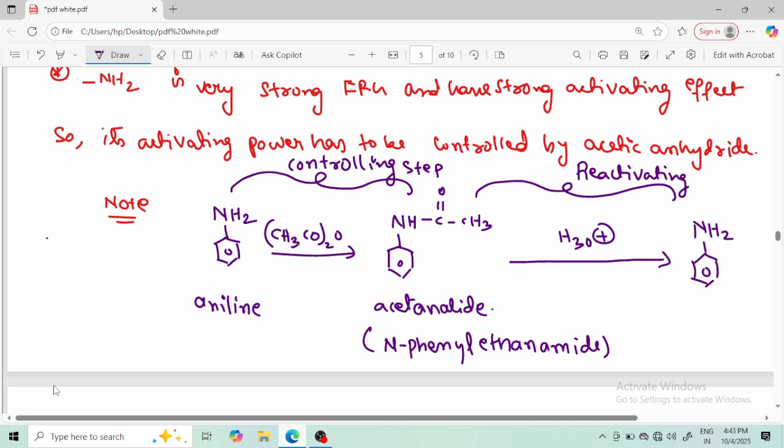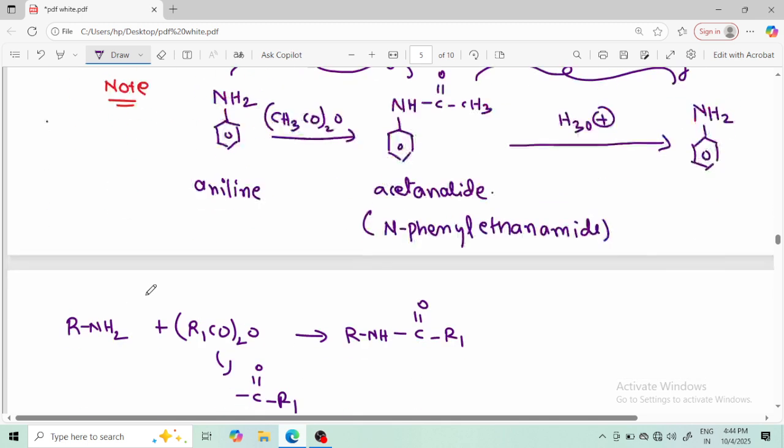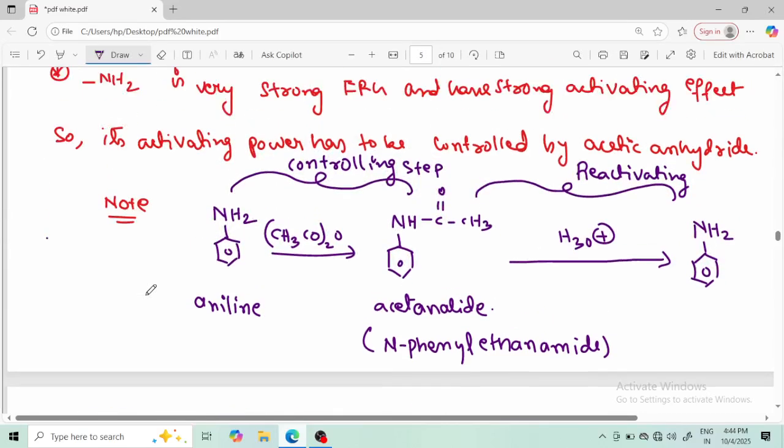Is that clear? So first step is controlling step, then we will do the electrophilic reaction, and then once the electrophilic reaction is done, then again we will reactivate it by removing this CONH2. I hope you understood this. Okay, so let's do one question.